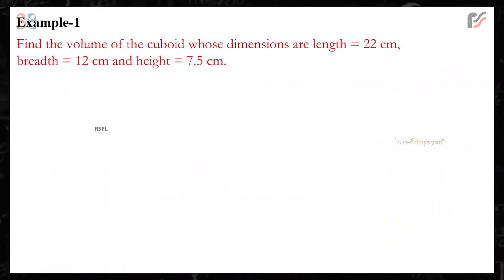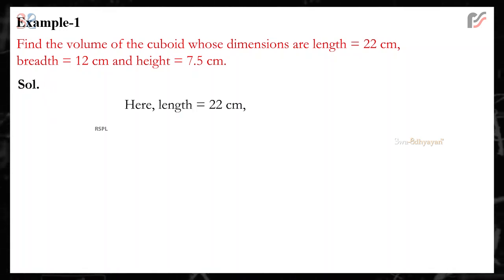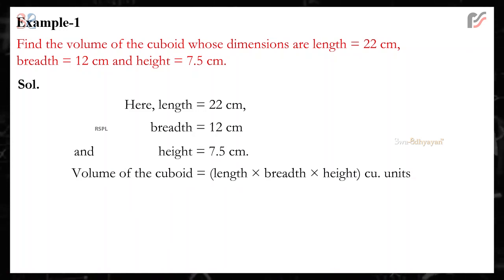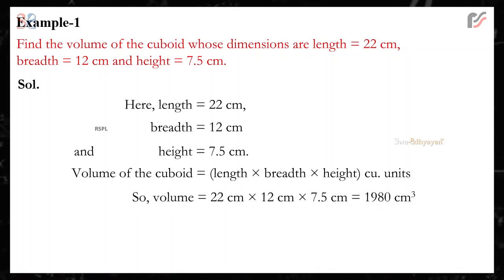Example 1. Find the volume of the cuboid whose dimensions are length is equal to 22 cm, breadth is equal to 12 cm and height is equal to 7.5 cm. Solution. Here length is equal to 22 cm, breadth is equal to 12 cm and height is equal to 7.5 cm. Volume of the cuboid is equal to length into breadth into height cubic units. So, volume is equal to 22 cm into 12 cm into 7.5 cm, which is equal to 1980 cubic centimeter.